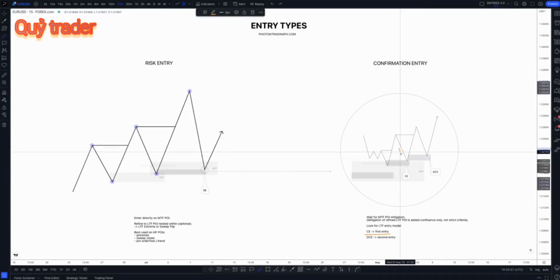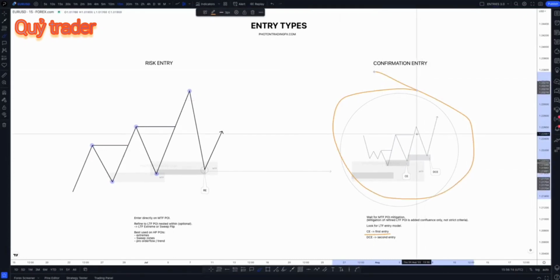Or sometimes you could see price come into your level and then just give a little CHoCH down here, right? You might want to call that a CE off of the extreme, or you might want to call that a DCE. Do you know what I mean? This is why I don't get too caught up in the names. It's just a confirmation entry for me, really, for the most part. Okay, so that's pretty much what I trade the majority of the time.